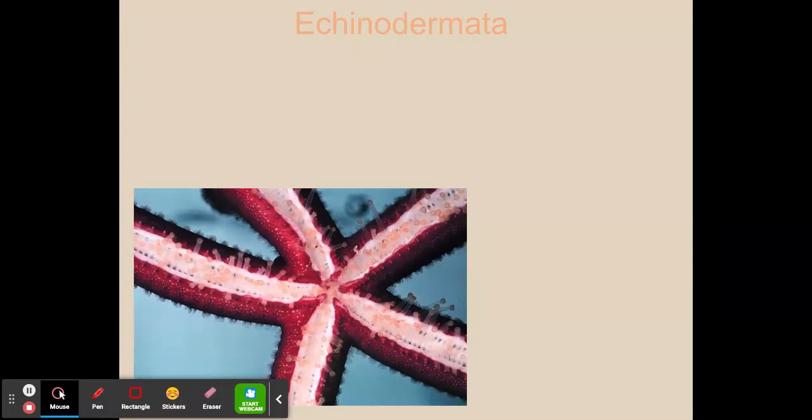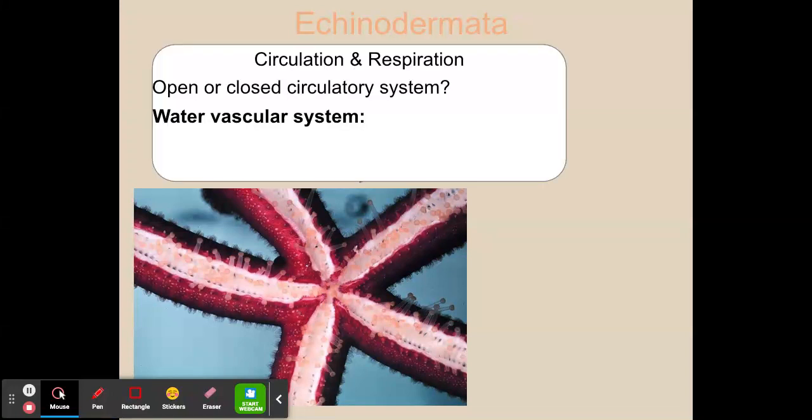So, with these organisms, how they move and how they pump water through them in order to oxygenate their bodies is going to be a little bit more complicated. It's a very interesting system. They have an open circulatory system. So, similar to the phylum Mollusca, they will pump their blood through their body without vessels, but that's how they will oxygenate their cells. They have this specialized system called the water vascular system.